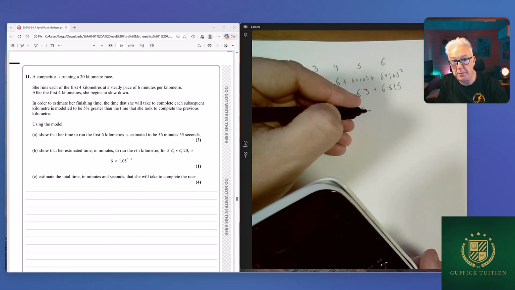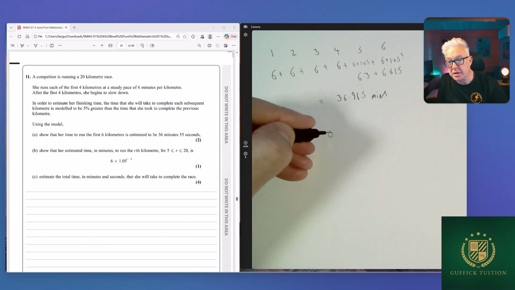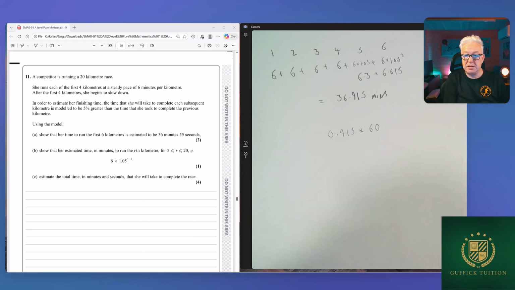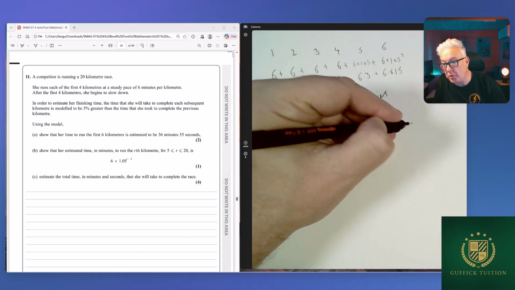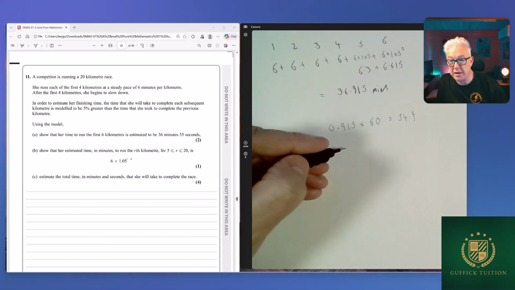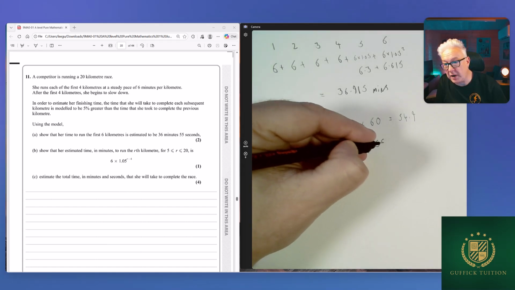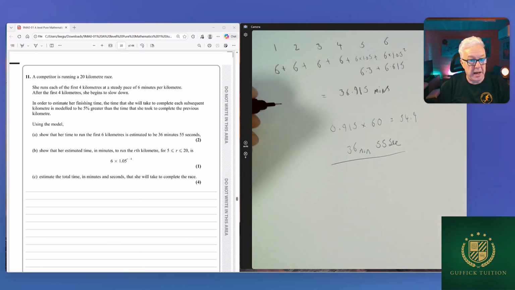36.915 minutes. Now we're looking for it to be given in minutes and seconds, so we need to take our 0.915 minutes and times that by 60 to turn that into seconds. That gives us 54.9. So therefore we can say that the time is 36 minutes and 55 seconds as required. So that is part A done.